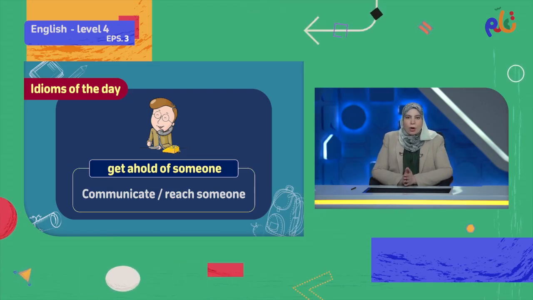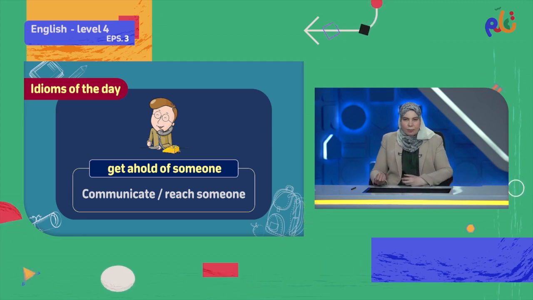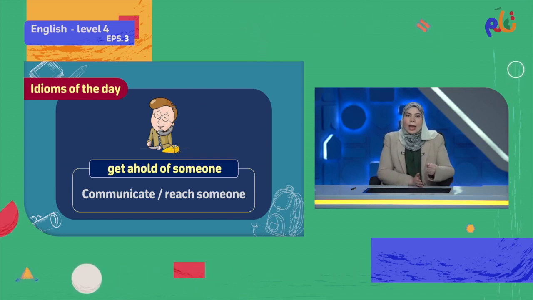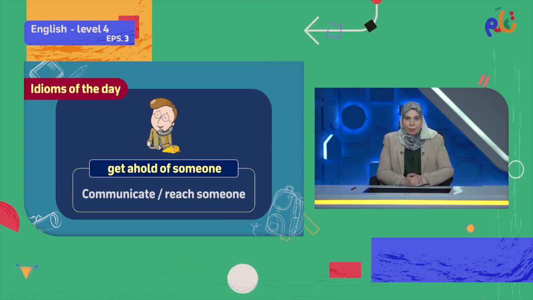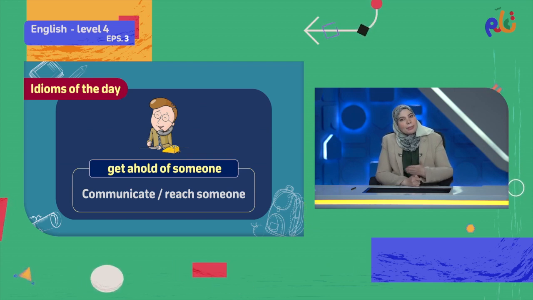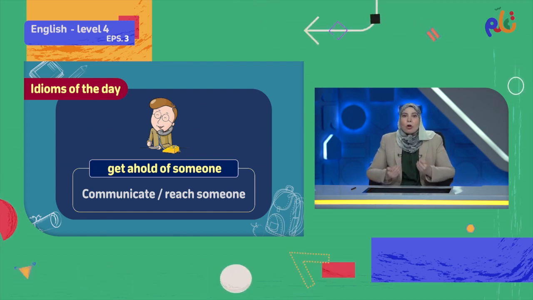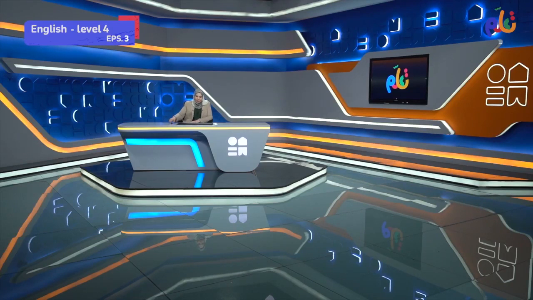So get hold of someone means reach him or communicate with him. I can say I get hold of my teachers when I message them on WhatsApp, for example, which means I communicate with my teachers when I message them on WhatsApp. Or I can't get hold of you. Please call me back, which means I can't reach you. Please call me back. So instead of saying reach, you can say get hold of. And then you put the name of the person. You can say Ahmed, Muhammad, or you. So get hold of and you put the name of the person. This is the second idiom that we have.